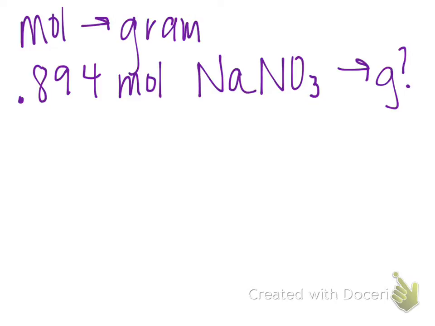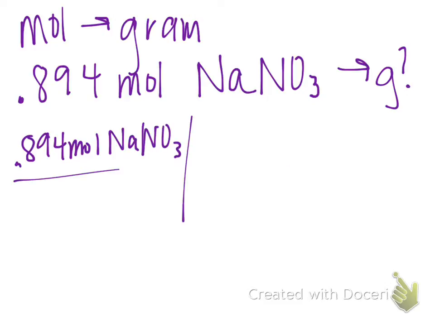In a T-chart, when we want to do these conversions, what's the first thing we do? Write what we know. Good. So 0.894 moles of NaNO3. Then we draw our T. We want to go from moles to grams. Can we go directly from moles to grams? No. Why not? What's the conversion factor between grams and moles?